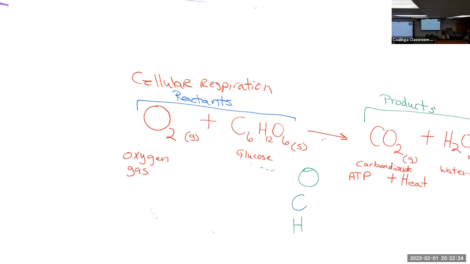Next, I'm going to count how many I have on each side of the reaction. On my reactant side, I'm going to count the number of oxygens. How many are here? I have six, and how many are here? Six plus two is eight. Then I come over to my product side. How many oxygens do I have? I have a total of three.